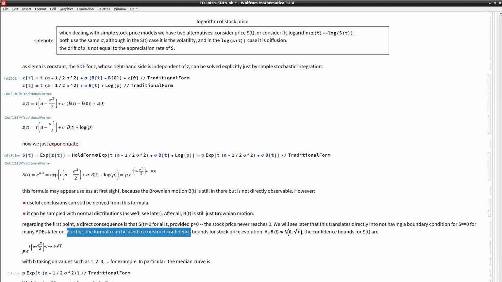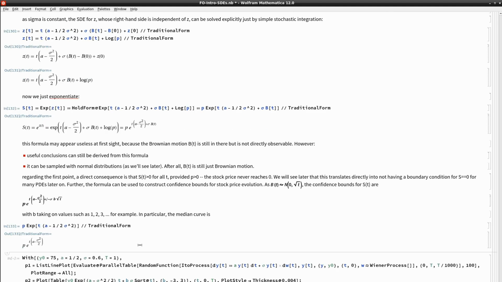Further, the formula can be used to construct confidence bounds for the stock price evolution. And as B is distributed with 0 mean and square root of t as standard deviation, the confidence bounds for S of t are now simply this formula. We have plus minus sigma as the factor in front of B square root of t, with B now taking values such as 1 to 3. So in particular, we can now look at the median curve where this simply disappears, right? We have 0 sigma. So it's just this deterministic formula. Note that this is deterministic. I really want to make that distinction between the deterministic part and the random part. So this is our mean. This is an expectation that we have here.